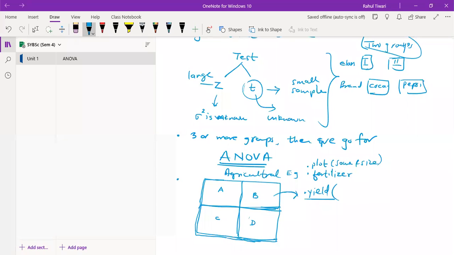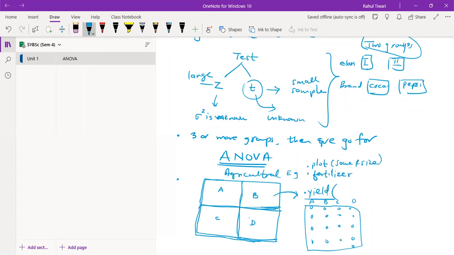Once you get the yield of that particular plot, from A, B, C, D, you get the yield in terms of some number, and that number shows a lot of information. From A I get some yield, from B some yield, from C, from D. Now I am interested to understand, with the yield which we got, which fertilizer is better.